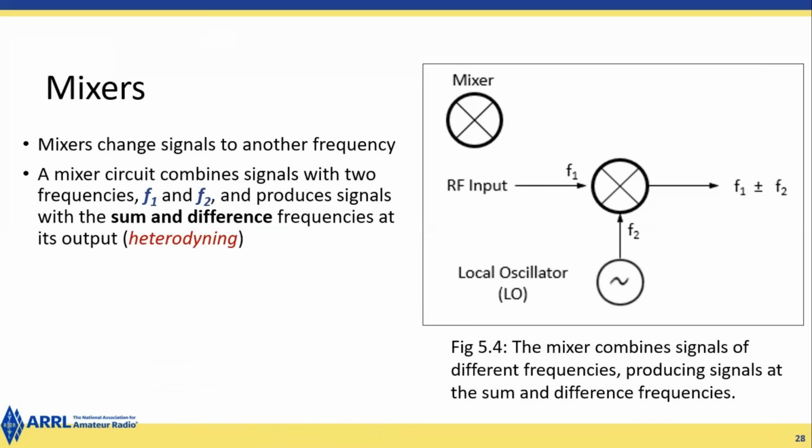Modulators. A modulator adds information to a carrier signal by varying the carrier's amplitude, frequency, or phase. It can be used for AM, FM, or single sideband.